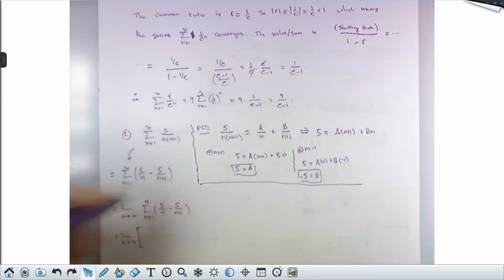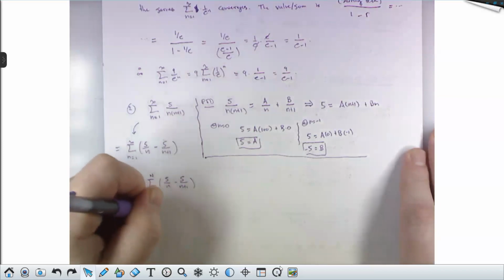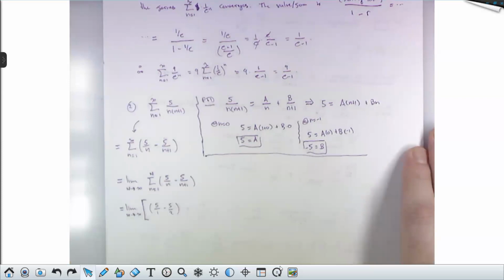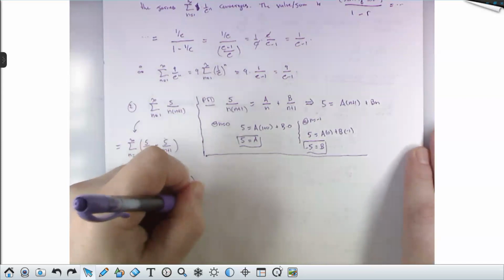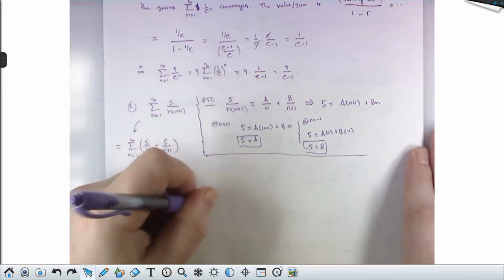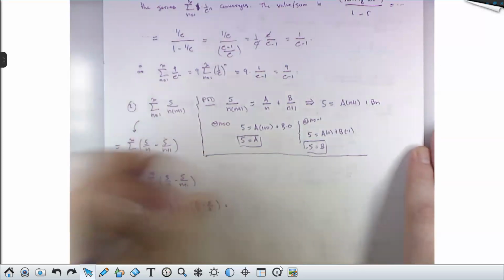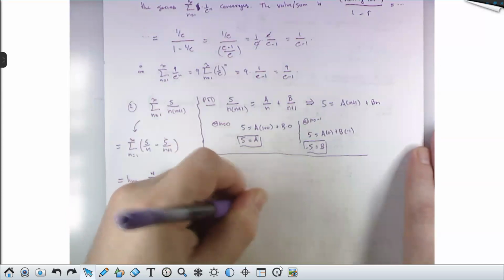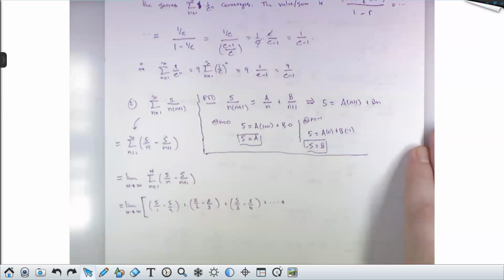So now I'm going to work directly with this thing. I'm going to write it out. When little n is equal to 1, I have 5 over 1 minus 5 over 2. And then plus, when little n is equal to 2, I have 5 over 2 minus 5 over 3. When little n is equal to 3, I would have 5 over 3 minus 5 over 4. And we'll keep going like this. And I'll write the last few terms as well.